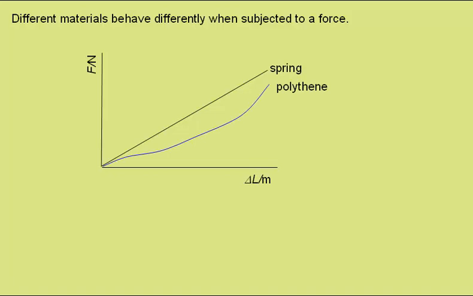A piece of polythene might have a line something like this. Initially it is quite hard to deform, it then stretches quite easily before again becoming harder to deform. An elastic band has a line like this. Initially it extends fairly easily, becomes slightly harder, and then eventually here becomes very difficult to deform.